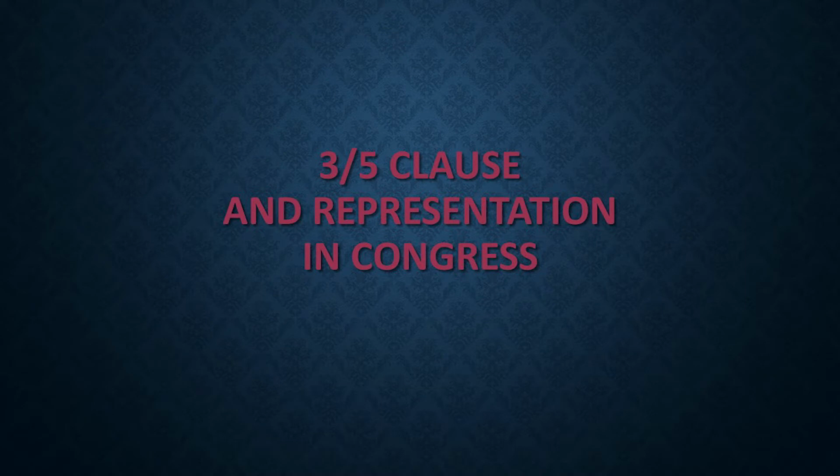The 3/5 clause in the Constitution was a compromise over how to count enslaved people for representation in Congress. Since representation in the House of Representatives was based on population, the greater the population, the more representatives the state could send to Congress. Northern states did not want to count slaves at all, and Southern states wanted to count them fully. The delegates agreed to counting 3/5 of the slave population in each state.